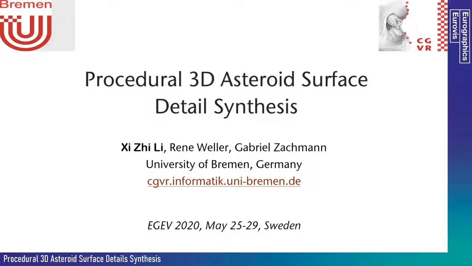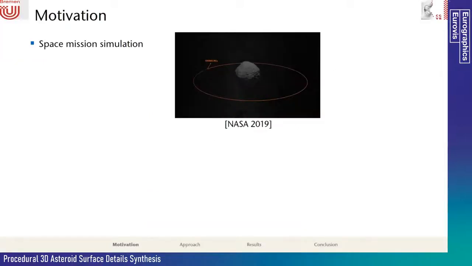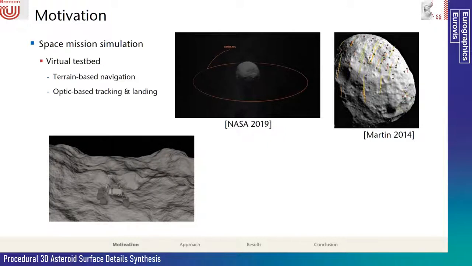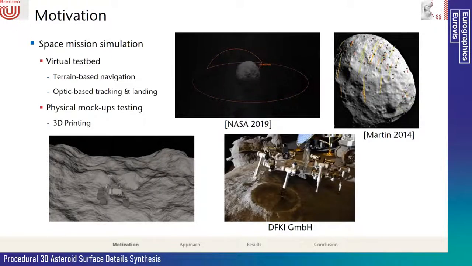Hello, everyone. Today, I want to introduce our recent work about asteroid synthesis. I'm from the University of Bremen, Germany. Our work begins from the requirements of real space missions. Before we start a mission, usually we build a virtual environment to validate our design. For instance, we need a virtual testbed with surface details to help test the terrain-based navigation system and also the optic-based tracking and landing system. Moreover, we can print the virtual testbed into physical mockups to test our devices in the physical world.